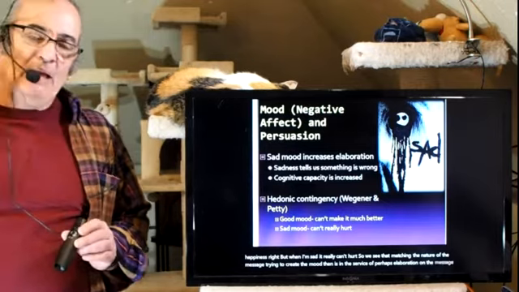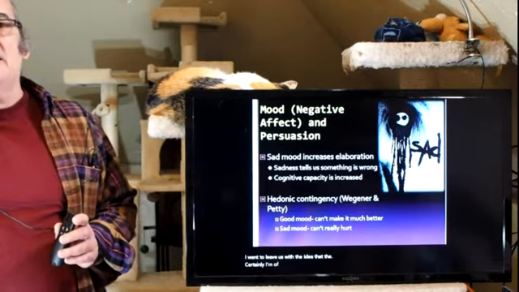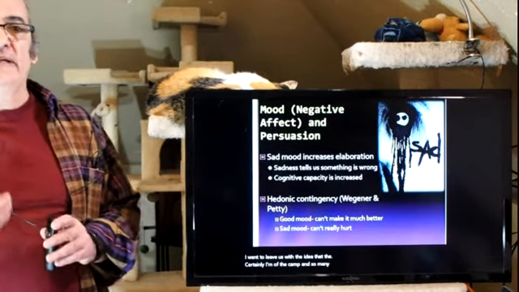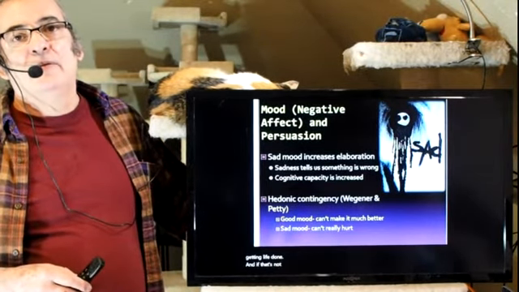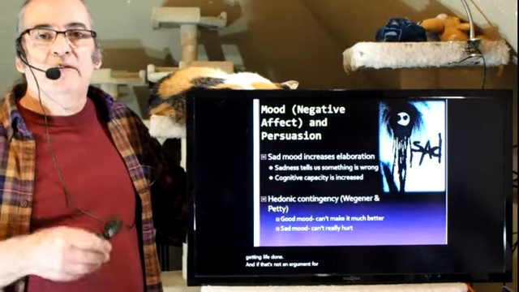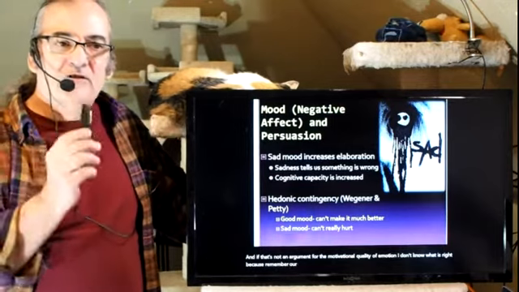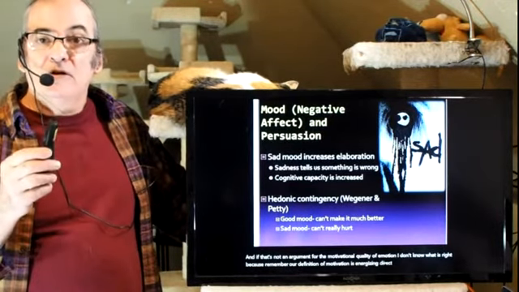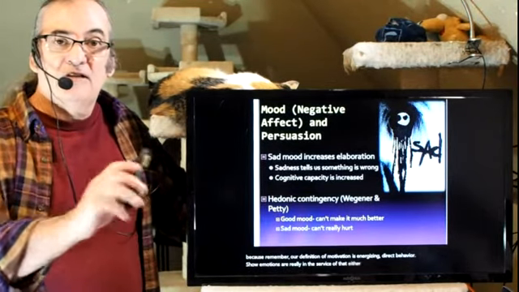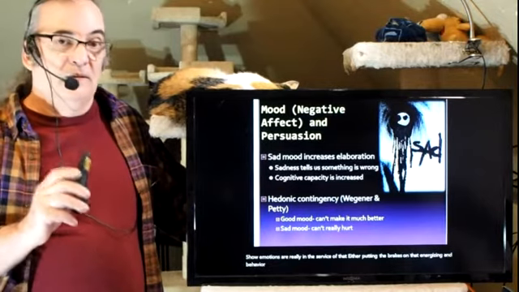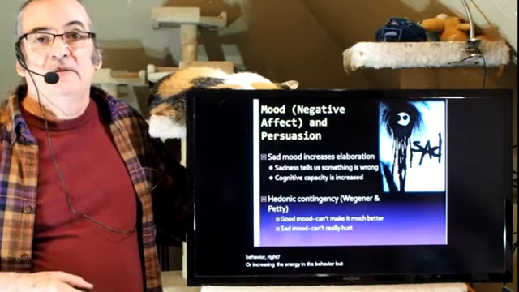Regardless, I want to leave us with the idea that certainly I'm of the camp, and so many people are, that emotions are for doing. They're about getting life done. And if that's not an argument for the motivational quality of emotion, I don't know what is, right? Because remember, our definition of motivation is energize and direct behavior. So emotions are really in the service of that, either putting the brakes on that energizing of behavior, right? Or increasing the energy in the behavior, but certainly directing the behavior.